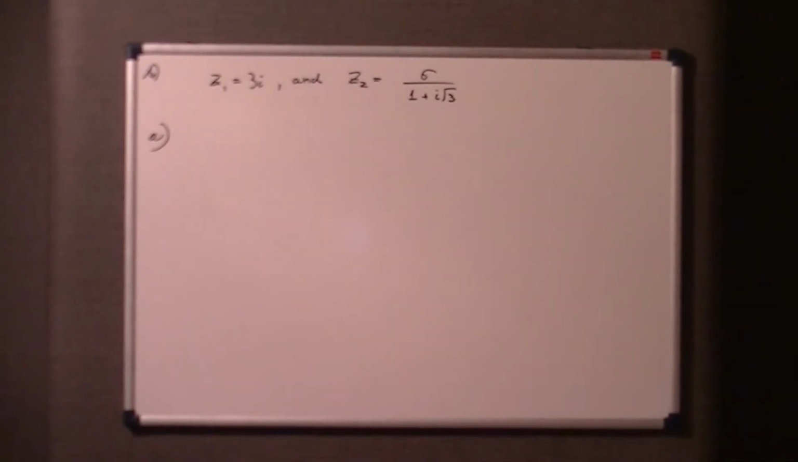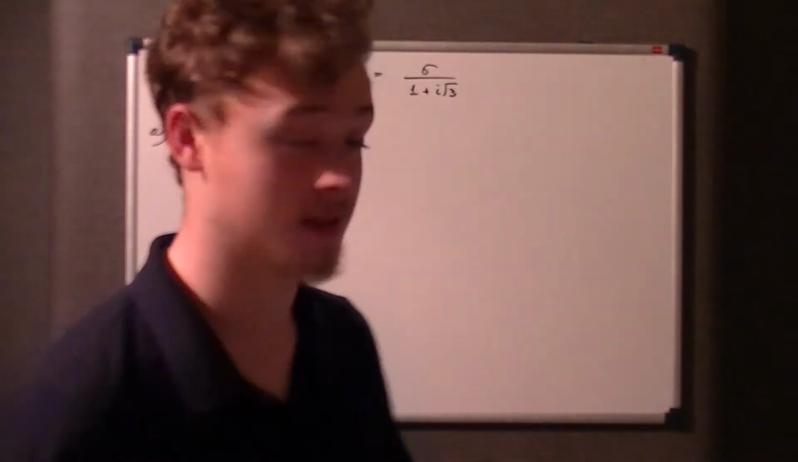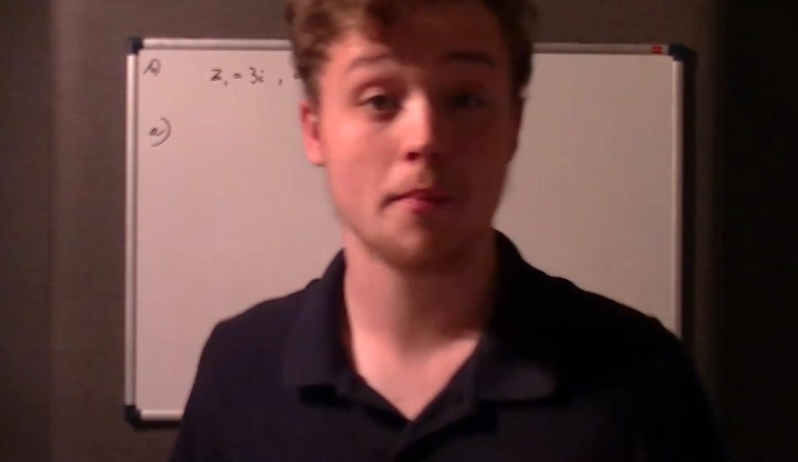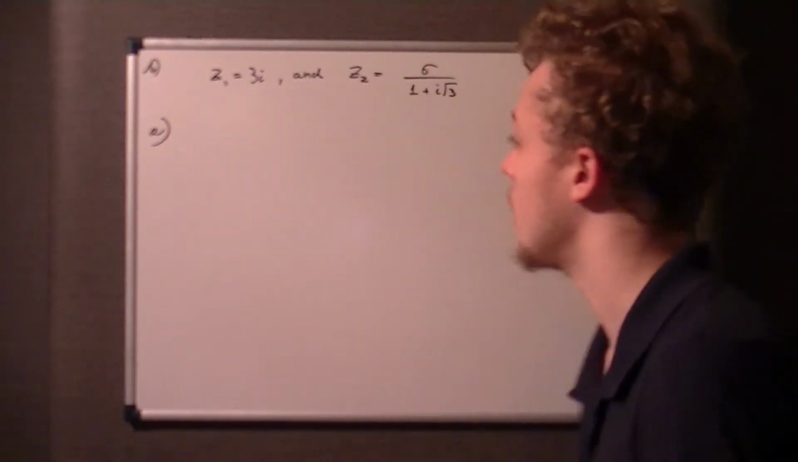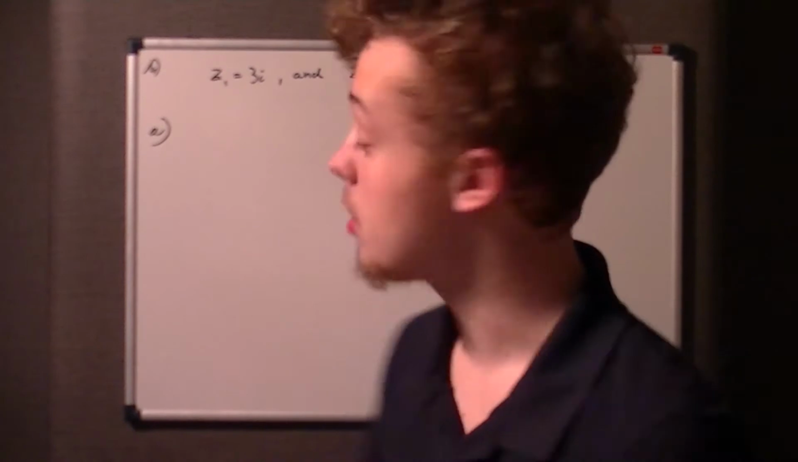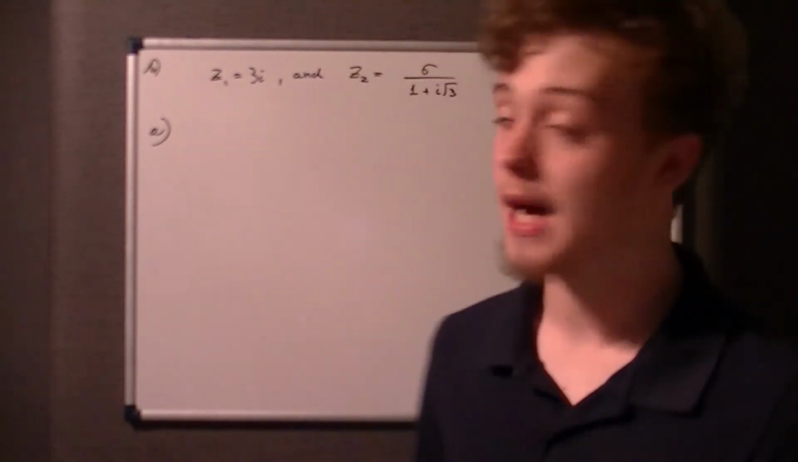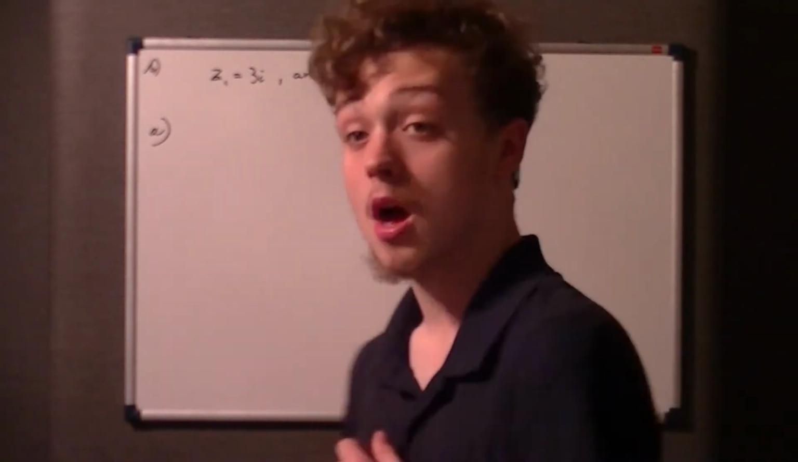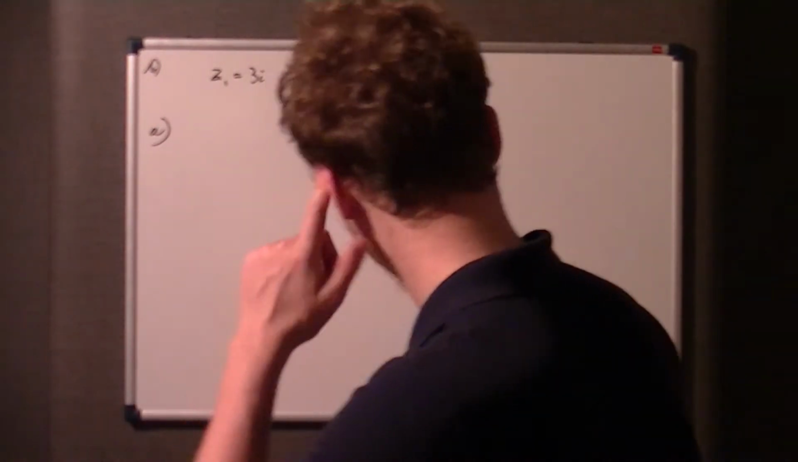So this is now question number 4 for Edexcel's FP1 June 2015 paper. Okay, so this question is all about imaginary and complex numbers. Remember, a complex number is a number which has an imaginary part and a real part. Anyway, the first complex number, Z1, well, it's not actually a complex number, it's just 3i, okay? Whereas the second complex number, Z2, is 6 over 1 plus i root 3.